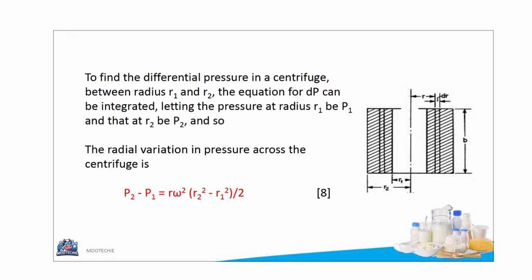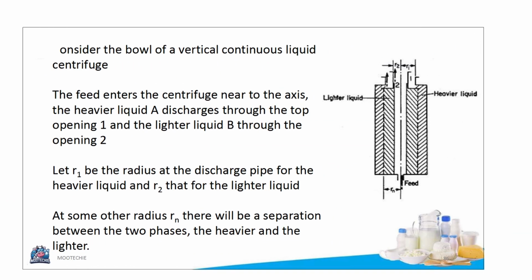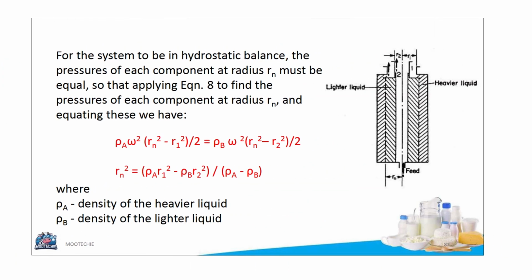Now consider the bowl of a vertical continuous liquid centrifuge. Feed enters near the axis. Heavier liquid A discharges through a top opening at radius r1, and lighter liquid B discharges through an opening at radius r2. At some radius r_n, the two phases separate. For the system to be in hydrostatic balance, the pressures of each component must be equal at radius r_n. Setting the pressure equations for each liquid equal and solving gives r_n squared equals (ρ_a times r1 squared minus ρ_b times r2 squared) divided by (ρ_a minus ρ_b).